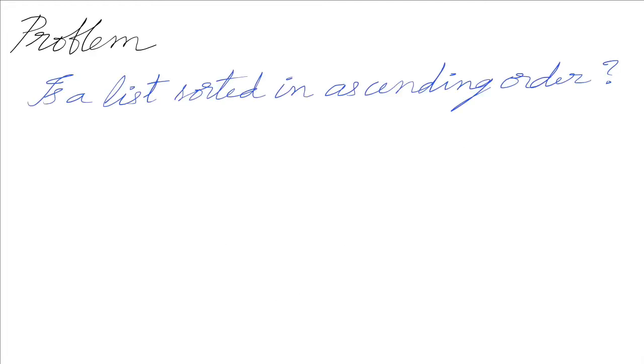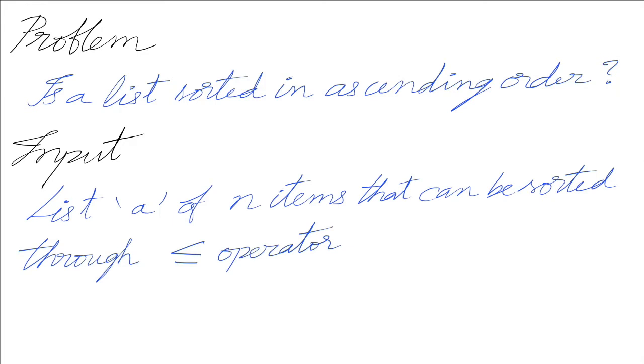Let's work through the ascending order problem. The problem statement is: is a list sorted in ascending order? The input is list A of n items that can be compared through the less than or equal to operator.